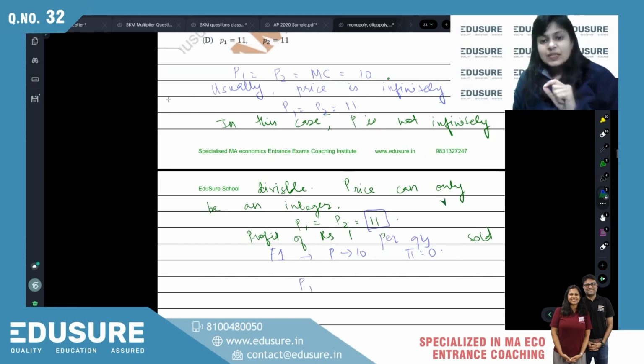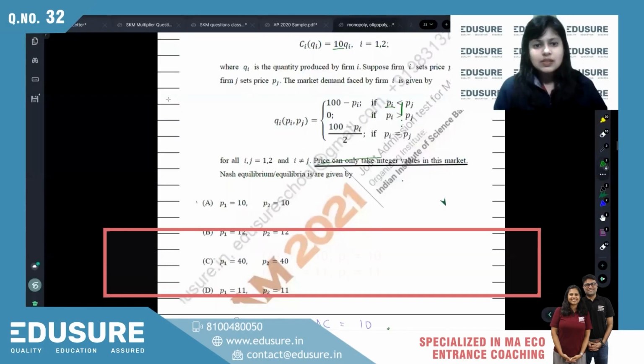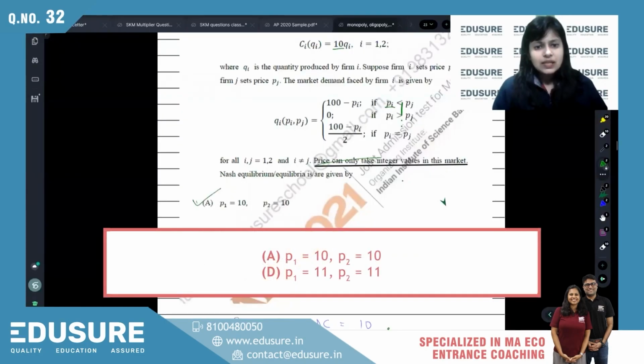Now P1 is equal to P2 is equal to 12 is not possible because undercutting will happen. Any of the firms can start charging 11 and capture the whole market. So this is not possible. Any price higher than 11 is not possible, but 11 is possible. The answer is A and the answer is B. This and this is not possible.